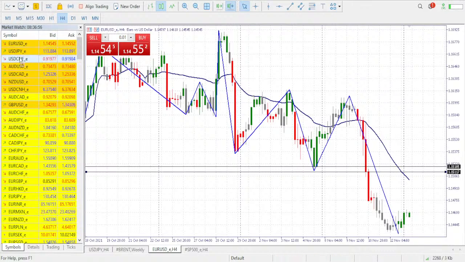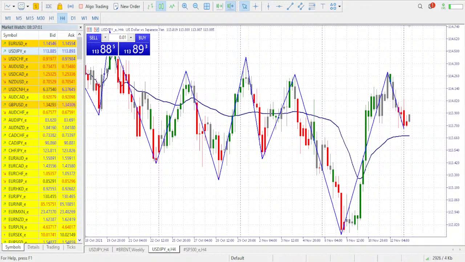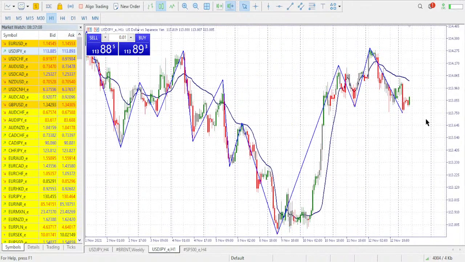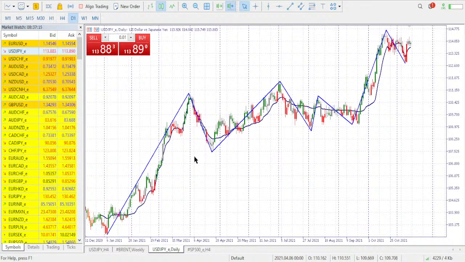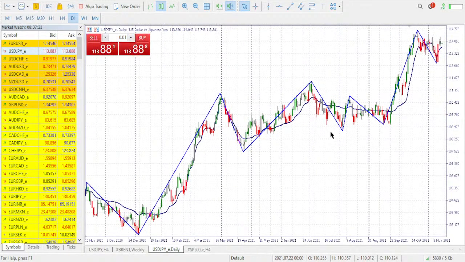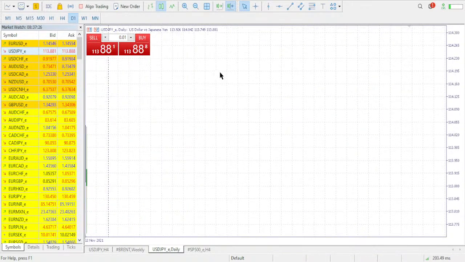The next symbol is the US dollar Japanese yen. With the US dollar Japanese yen, if you look at a lower time frame, it may look like the price is bearish, but on the higher time frame, like the daily chart, you can see that we actually have started buying from this point here. We had a lower low here. We had a higher low, a higher low, a higher low. And right now, we have another higher low here.